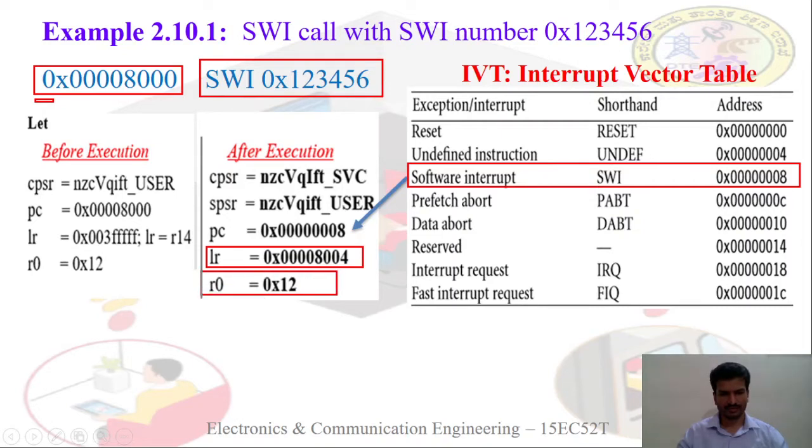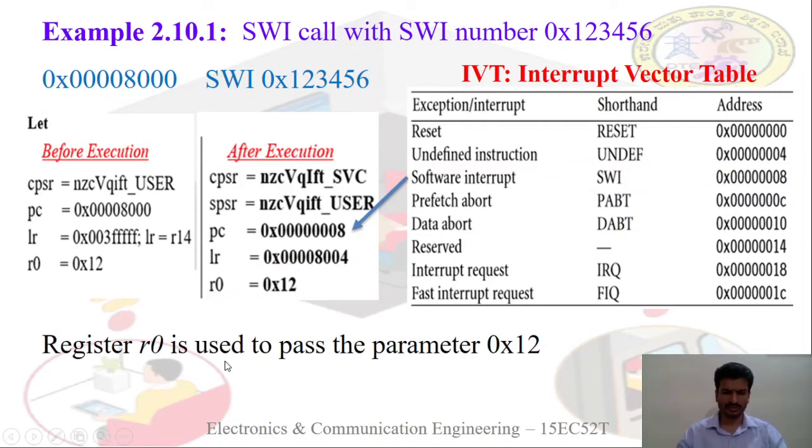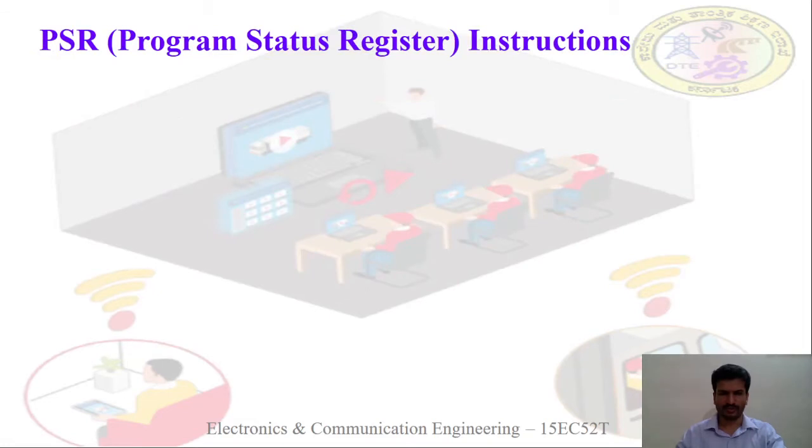R0 is 12. Here R0 is used to pass the parameter. From the main program to the ISR, or from the ISR to the main program, we can pass some parameter values through the general purpose register. In this way we can implement SWI in the ARM controller.